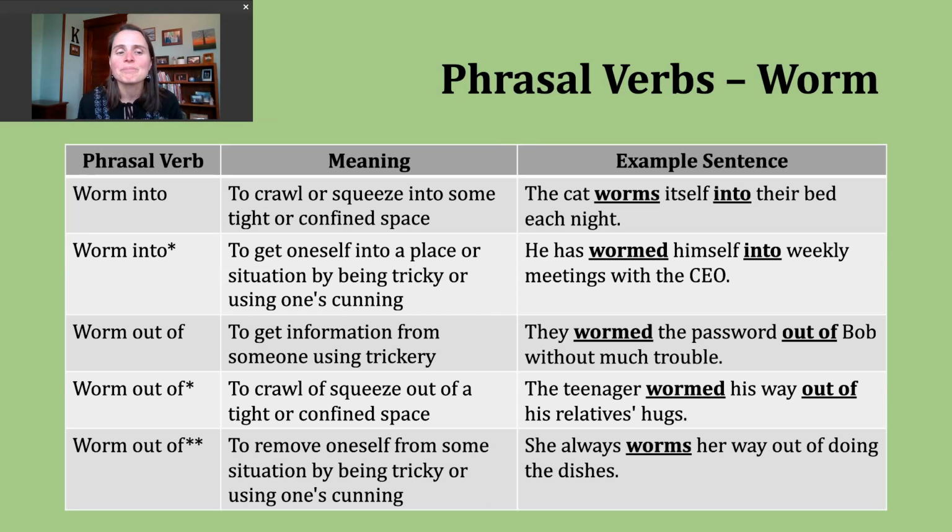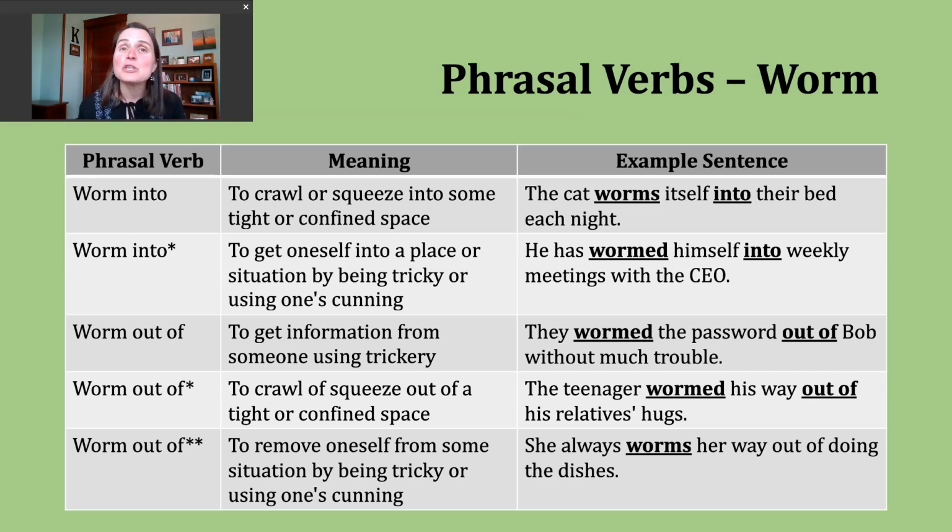A second way to use worm out of can mean to crawl out of or squeeze out of a tight or confined space. An example of this might be, the teenager wormed his way out of his relative's hugs. Okay. Maybe you've known some people, or maybe as a teenager you were one who was like, I don't want hugs, I don't want my relatives to touch me or really acknowledge that I exist, I'm too cool for that, right? So here we might be talking about someone who's trying to wriggle their way out of being hugged.